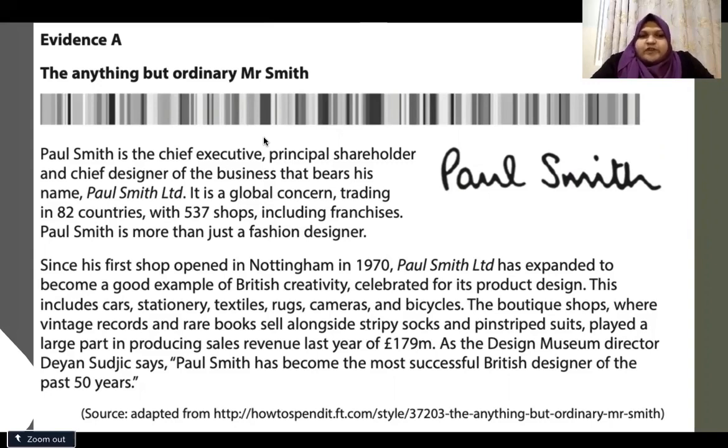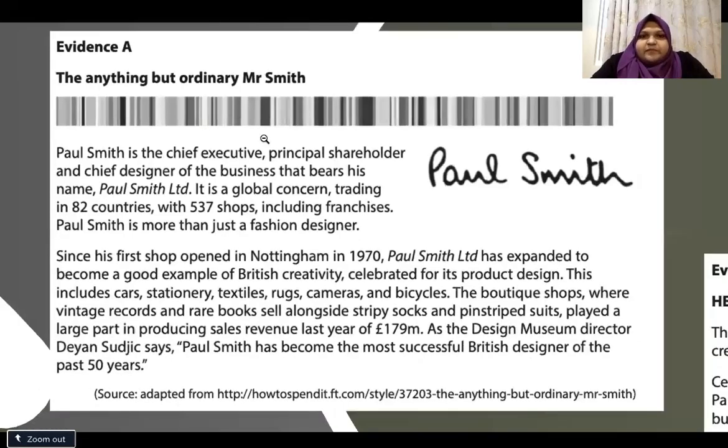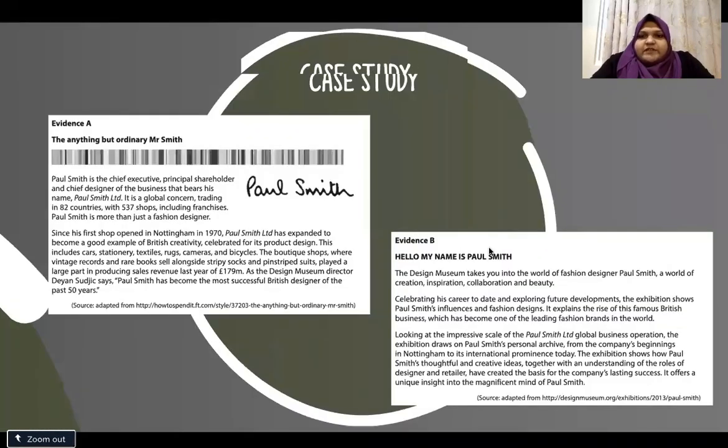The boutique shops, where vintage records and rare books sell alongside stripy socks and pinstripe suits, played a large part in producing sales revenue last year of £179 million. As the Design Museum director Deyan Sudjic says, Paul Smith has become the most successful British designer of the past 50 years. So as you can see, he has expanded his market. He has also expanded his product line. Now there's also an evidence B given.